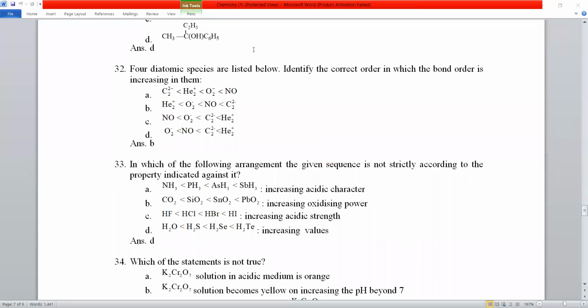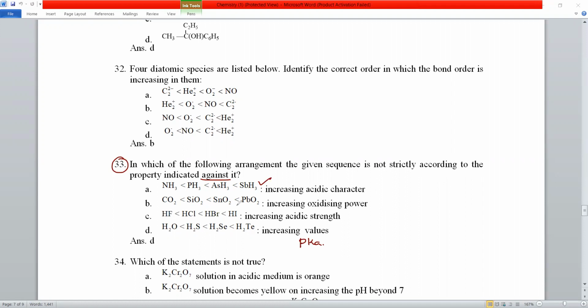Next question number 33, student. In which of the following arrangements is the sequence not strictly according to the property indicated against? They are increasing pKa values. The acidic character, if you see, increases from top to bottom, correct. The property indicated against ketone is correct only.